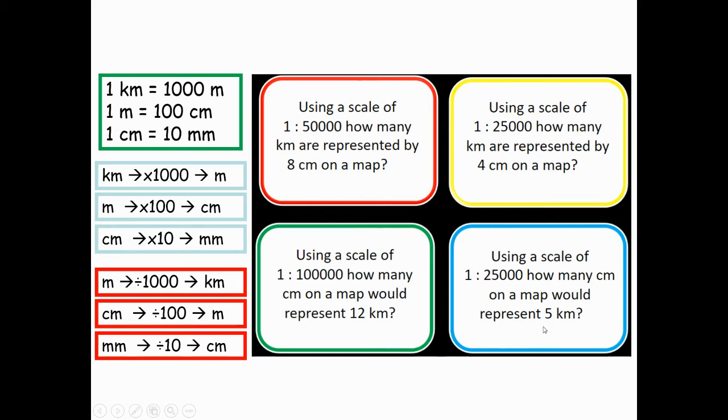So let's do one more, the last one, the blue one there. So we've got a scale of 1 to 25,000. We want 5 kilometers. We want to know how many centimeters that is on a map. So first thing we've got to do is change the 5 kilometers into centimeters. So first, let's change it to meters. So 5 times 1,000 is going to be 5,000 meters. And then change it to centimeters by timesing by 100. And that's going to be 500,000 centimeters. So 5 kilometers is the same as 500,000 centimeters.